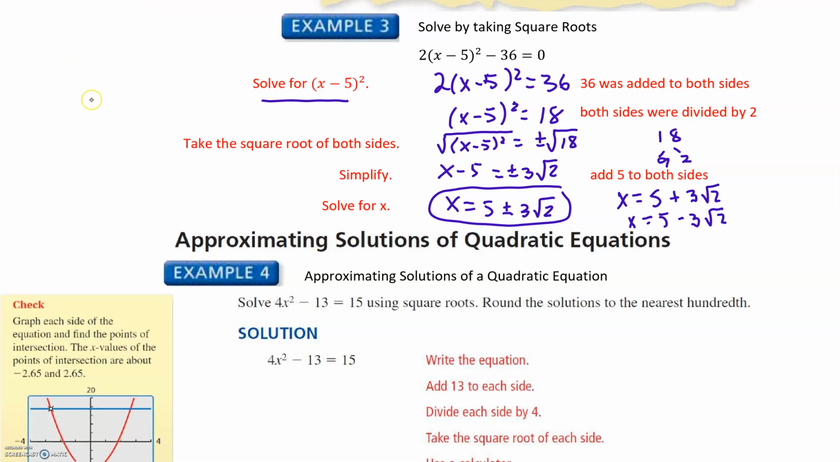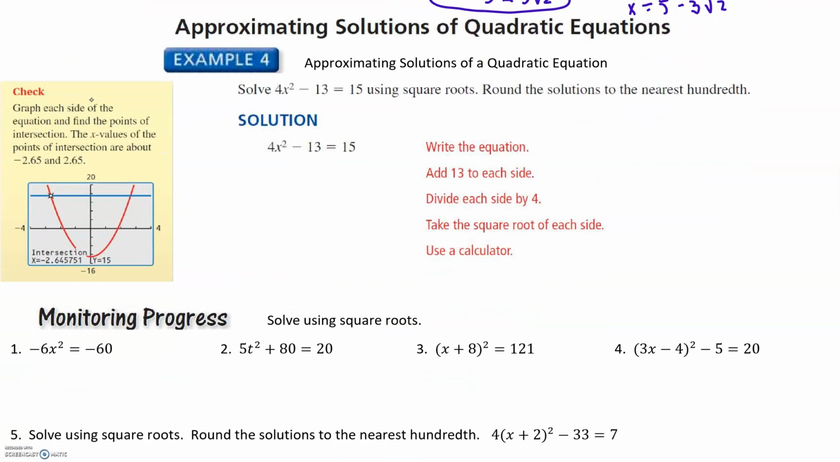And the last thing that we're going to do today is we're going to talk about approximating solutions with the calculator. So example 4. Approximating solutions of a quadratic equation. We're going to solve this quadratic equation using the square root property, but then we're going to round our solutions to the nearest hundredth. So this will be a little different. We're going to use the calculator.